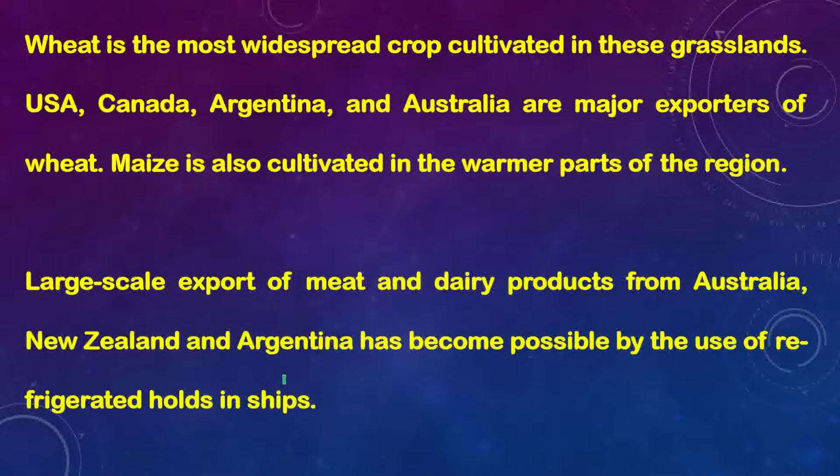Now, large-scale export of meat and dairy products from Australia, New Zealand, and Argentina has become possible by the use of refrigerated holds in ships. Now, see, the business of exporting meat and dairy products can be very popular in regions where there are extensive grasslands, because the animals which are reared for meat and dairy products can easily graze in these regions.